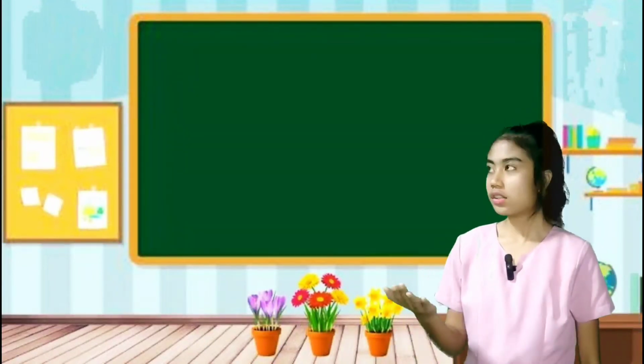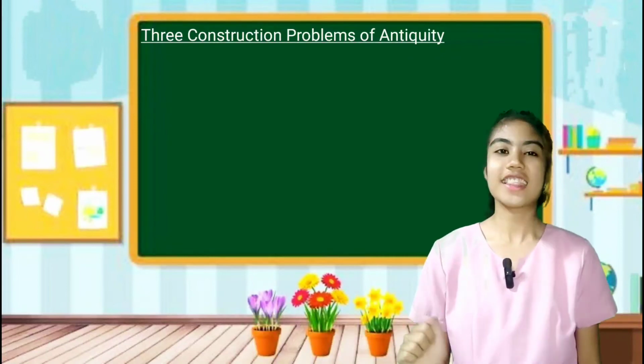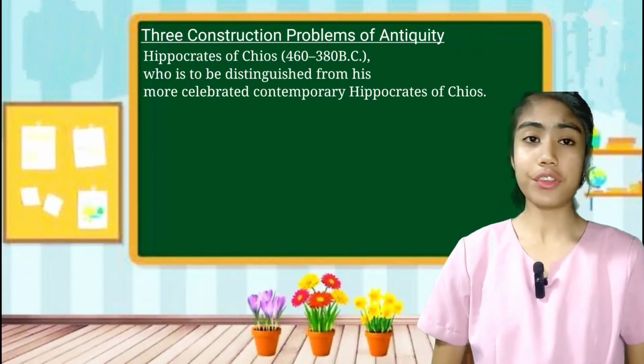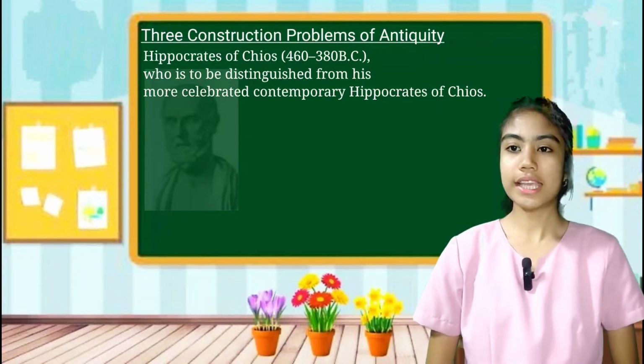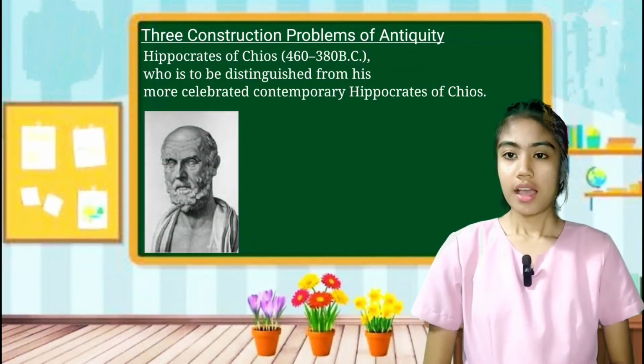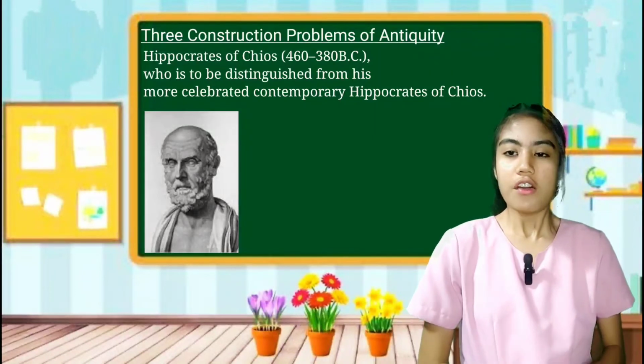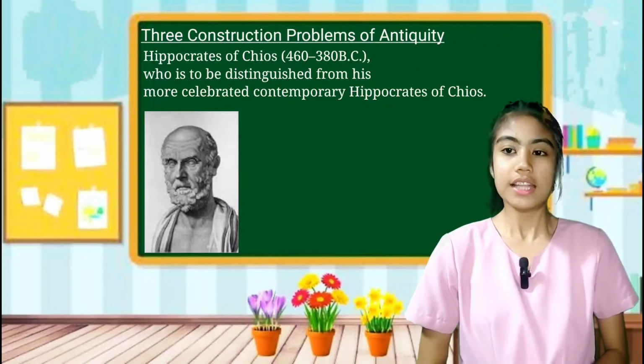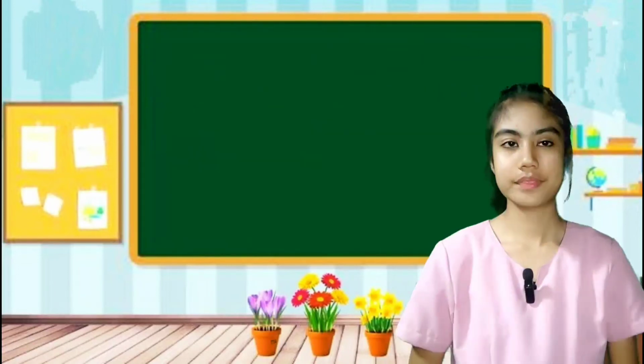So, the three construction problems of antiquity. The mathematician who dominated the second half of the 5th century BC was Hippocrates of Chios, who is to be distinguished from his more celebrated contemporary Hippocrates of Kos, the father of Greek medicine.